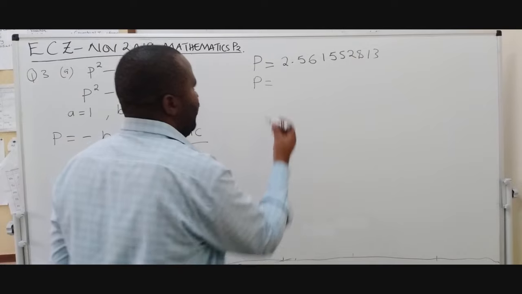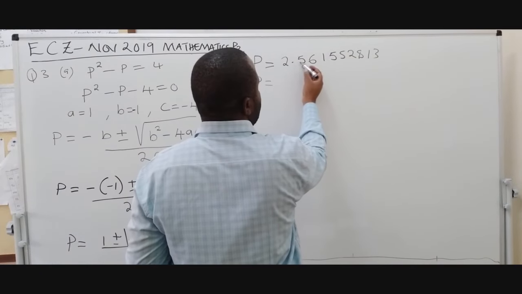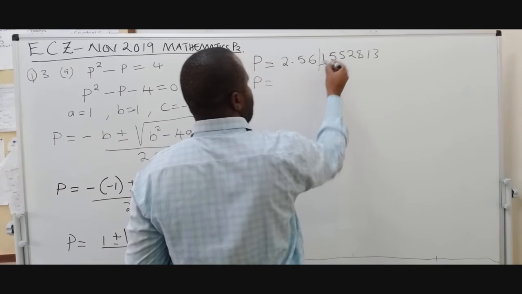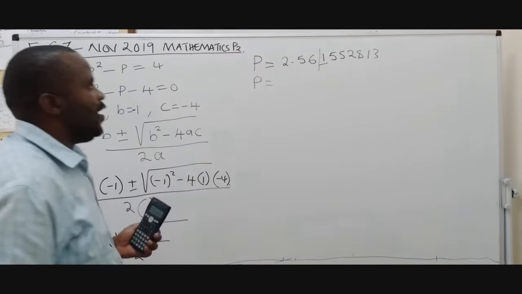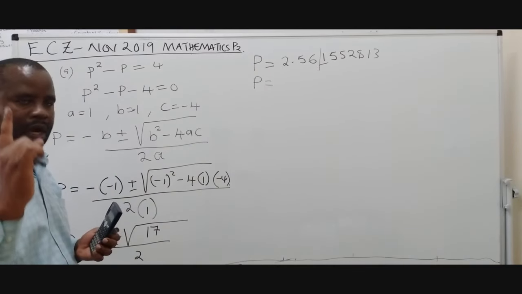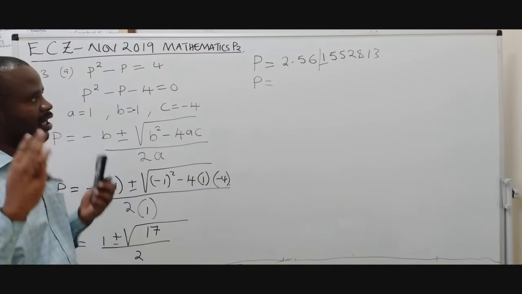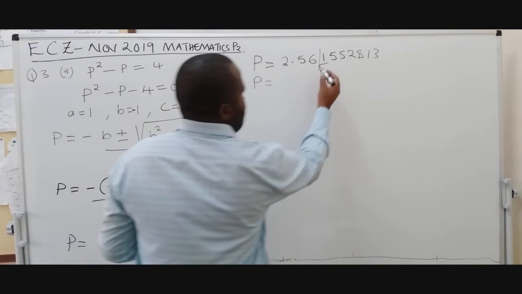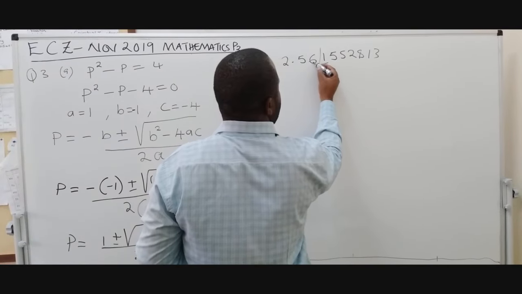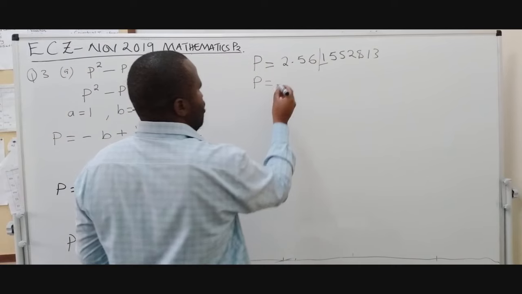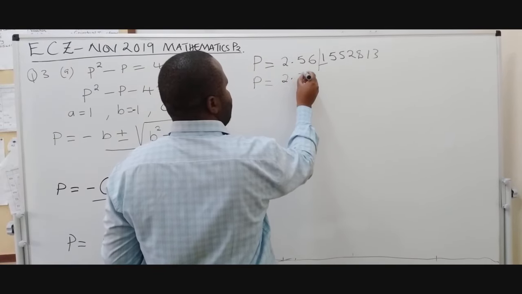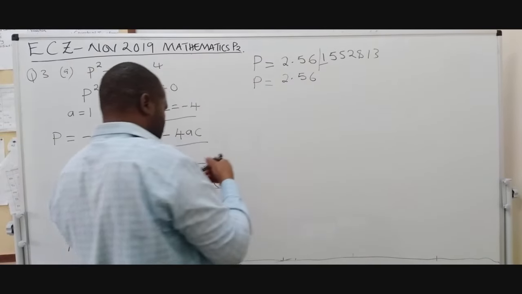So I'm going to say P is equal to, round off to 2 decimal places. After the point, you count 2 digits, 1, 2, you cut here and consider this. If the number that is there is 5 and above, it's taken to be 1. 4 and below is taken to be 0. So this one will be taken to be 0. 0 plus 6, it will be 6. So I've got 2.56.